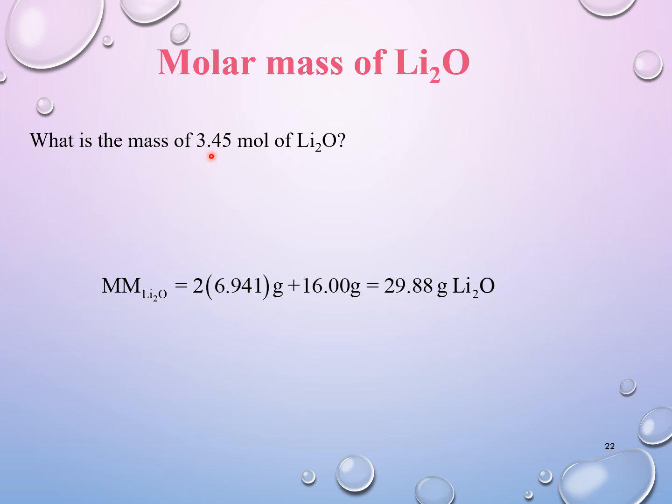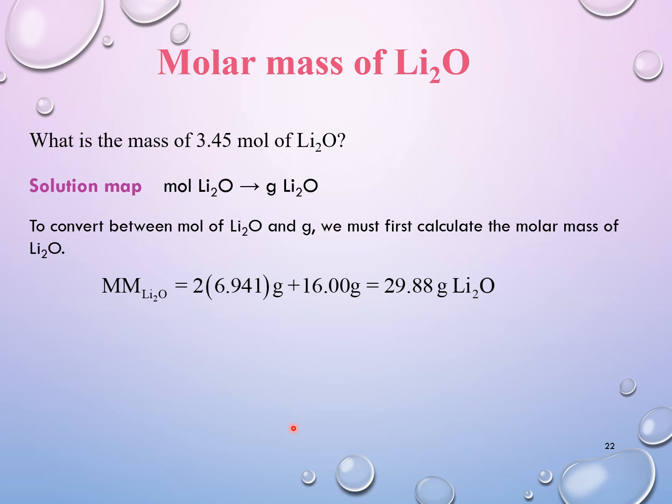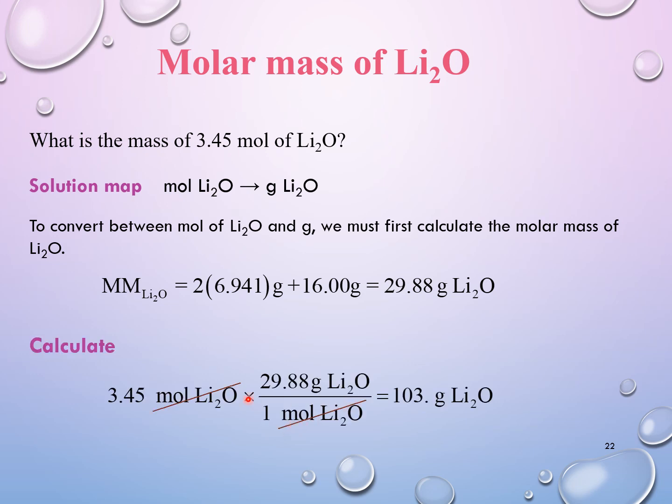So if you want the mass, all you do is you take the moles and then you make sure you cancel the moles on the bottom. So right there, and then you have your grams on the top. And you keep 3 sig figs in your answers because it's 3 sig figs and 4 sig figs. 3.45 times 29.88 will give you 103 grams of Li2O.